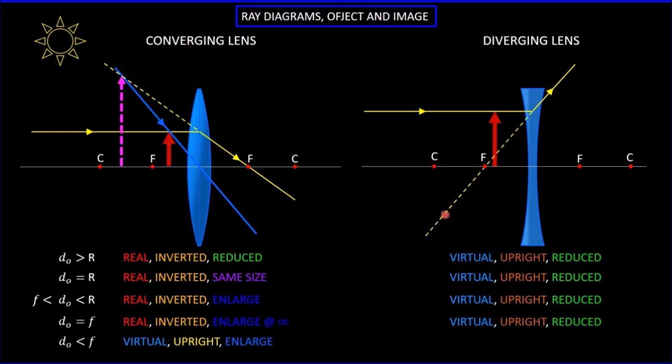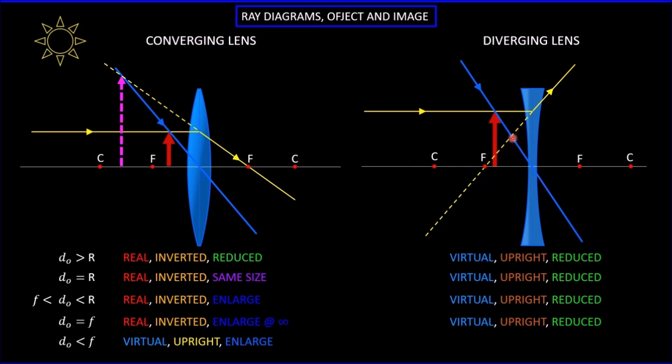In the front of the lens, we use a hidden line. This one is the extended ray, not the beam of rays. The beam of rays, we use a solid line. That's for the first ray. The second ray passes the object and goes to the center of the lens. After it hits the center of the lens, it continues straight.